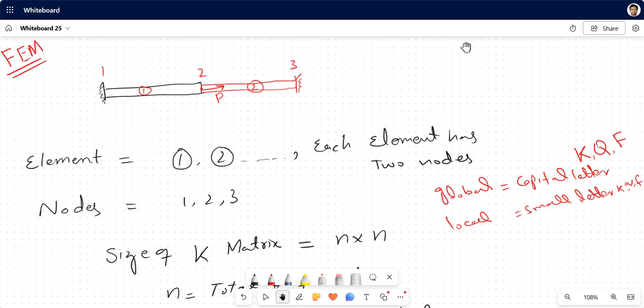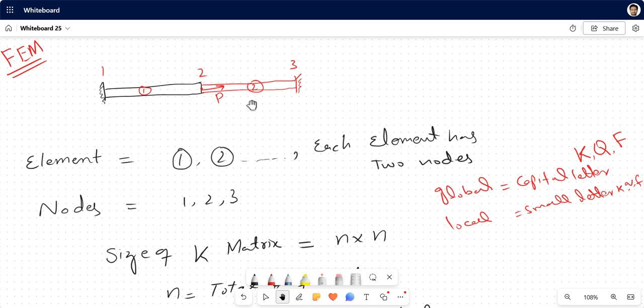So technically there are two sorts of axes. One is the global axis and the other one is the local axis. The global axis represents the overall axis of the whole structure, while the local axes are related to a particular element's axis. So let's see how we will differentiate these. In the FEM, let's suppose we have two elements. I have represented them in black and red. Element 1 is represented in black and element 2 is represented in red.